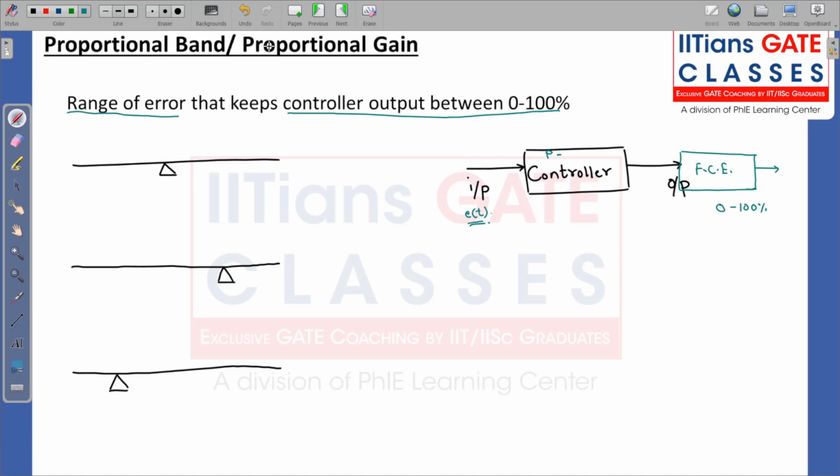Now suppose I take an example of a fulcrum. If I have a lever such that the fulcrum is placed in the middle, let us assume on this side we have error and on this side we have controller output. Here, a 10% change in error will cause a 10% change in controller output, and a 20% error will give a 20% change in controller output. Why? Because my fulcrum is in the middle.